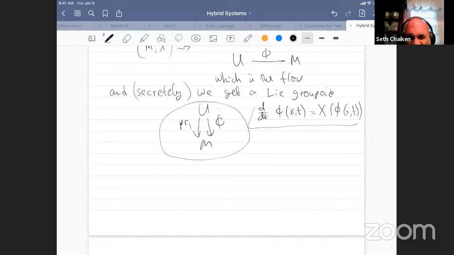So the same thought, the same suggestion that was just given by Andres, that we might consider the hybrid dynamical system from a category point of view as a colimit of smooth dynamical systems.